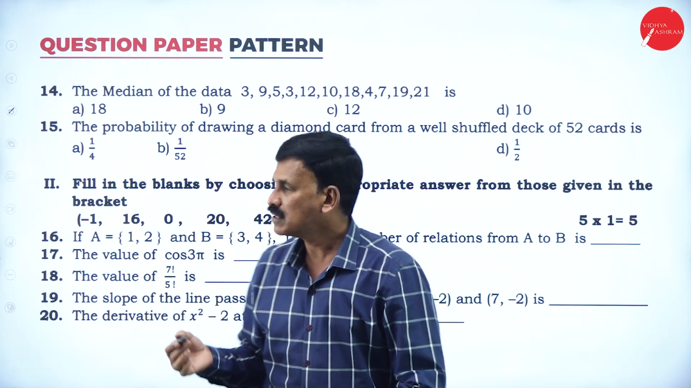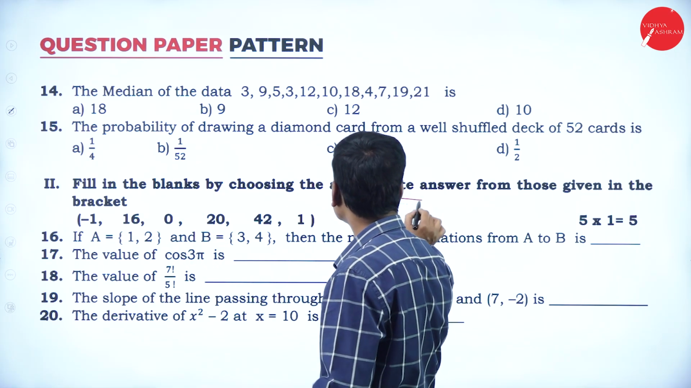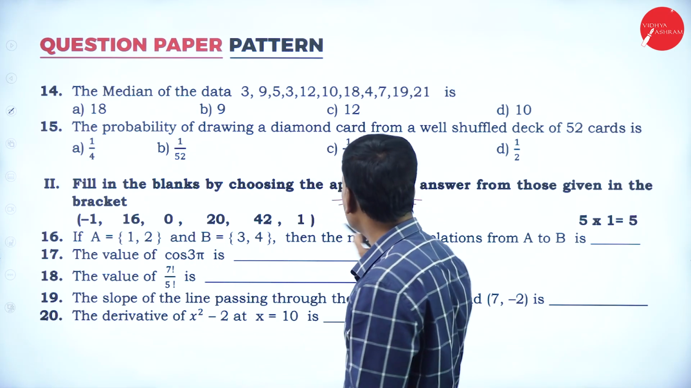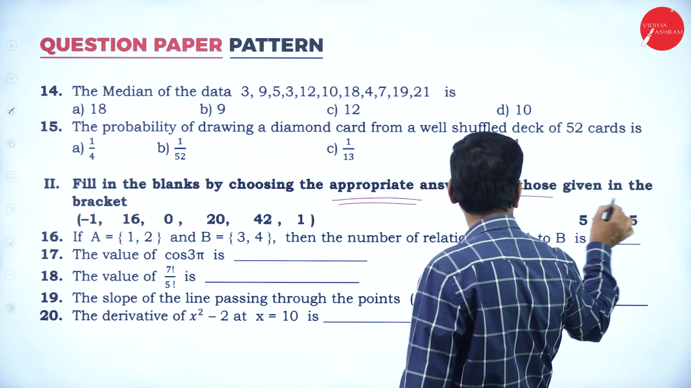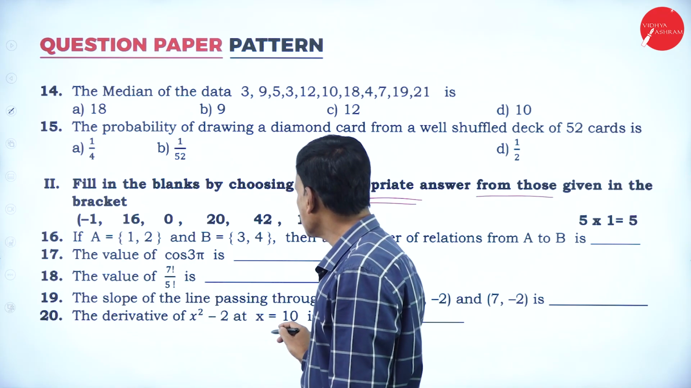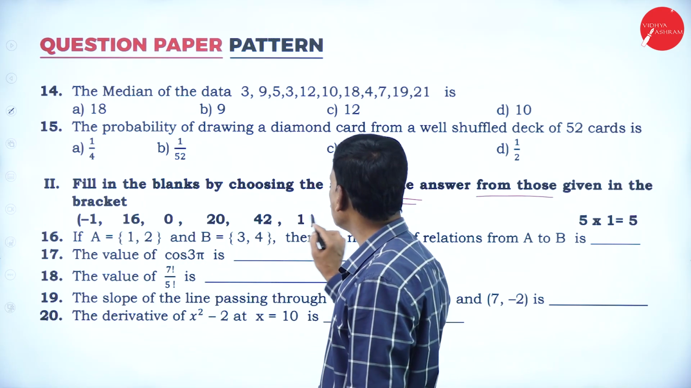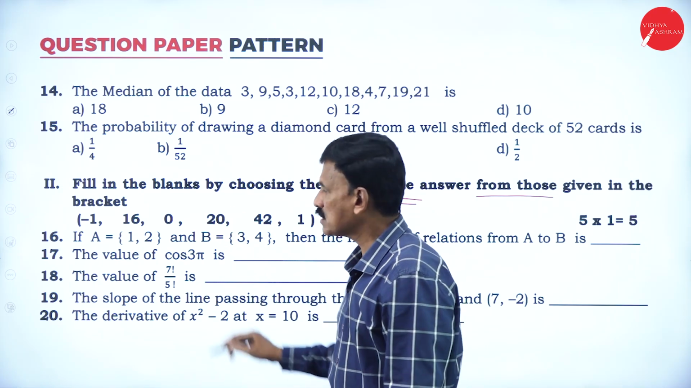Then in addition to that, in part A we will have 5 fill in the blanks. We have to fill the blanks using the appropriate answer from the brackets given, using these values: -1, 16, 0, 20, 42 and 1. So these are the fill in the blanks.